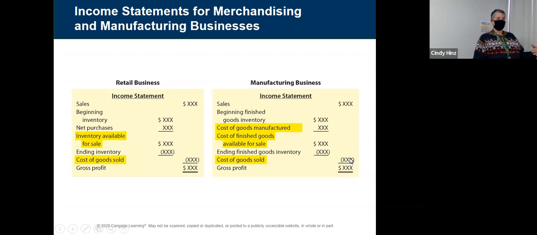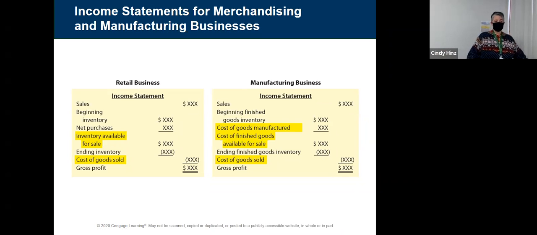So in our first exercise, we're looking at this relationship. Beginning inventory plus what did we add to it? What did we make this period? Gives us what we had available for sale. And then if we subtract the ending inventory, we will know what we must have sold. Again, just like for a merchandising business, the assumption is if we had it and we don't have it anymore, we must have sold it.